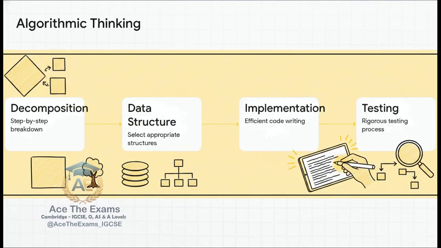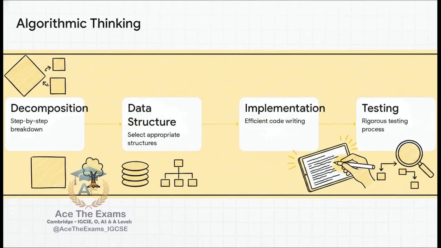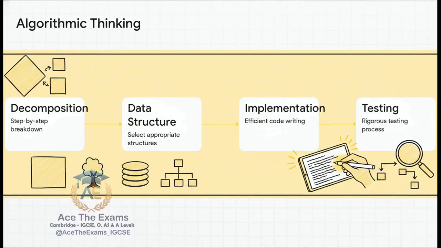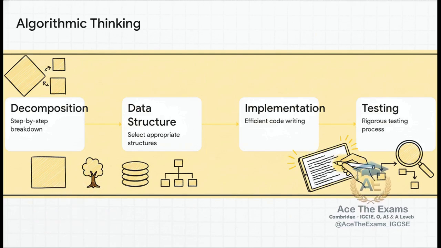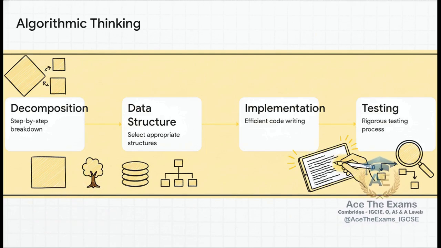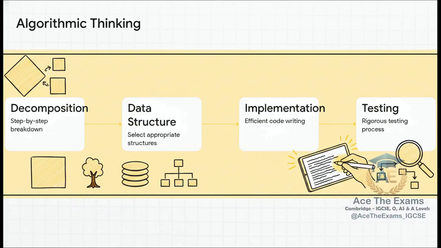First, step-by-step decomposition. Break that massive problem down into bite-sized, manageable chunks. Second, appropriate data structure selection. Decide exactly how this data needs to be stored to maintain integrity. Third, efficient code implementation. Whether it's SQL or pseudocode, make it clean and direct. And fourth, rigorous testing, mentally running through your solution to ensure it doesn't break.